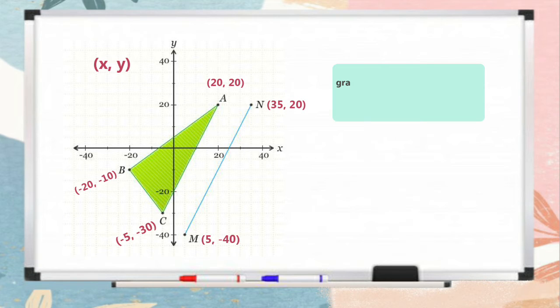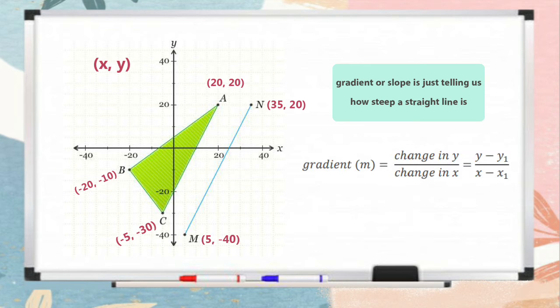Just as a bit of a review, gradient, or you can call it slope, is just telling us how steep a straight line is. And the best way to view it, gradient equals change in y over change in x, which is (y minus y1) over (x minus x1). And sometimes you might see it written like this. You might see this triangle. That's a capital delta. That means change in y over change in x.